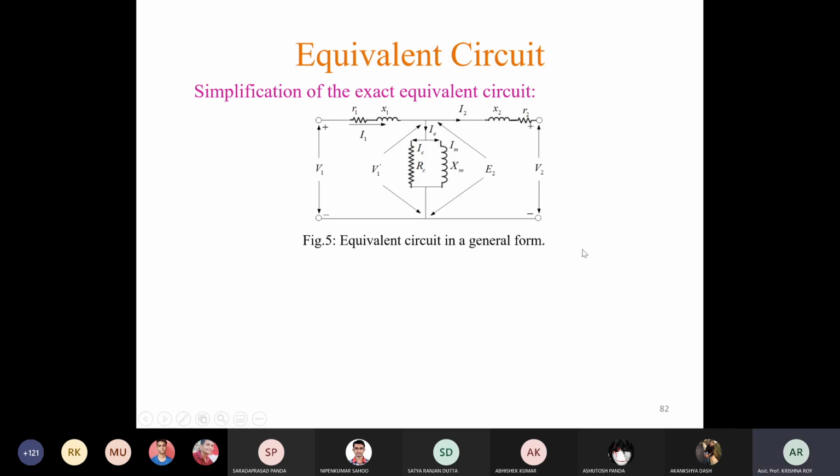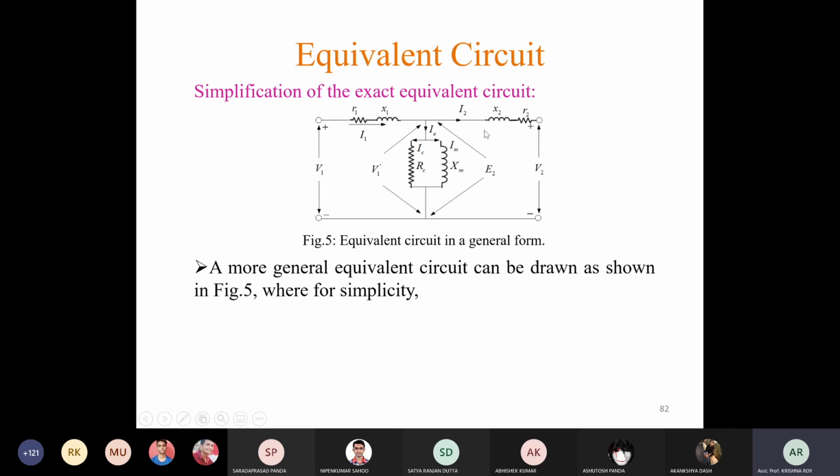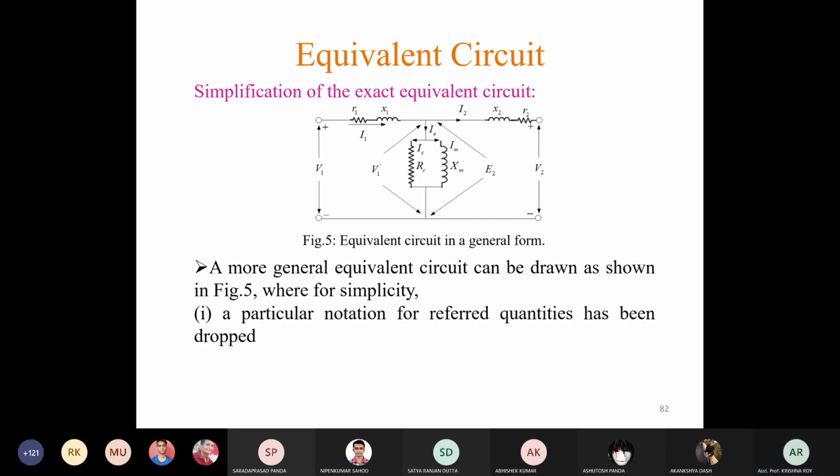Now further simplification. This is the generalized form of the equivalent circuit without any ideal transformer. As I have already mentioned, we can remove the ideal transformer. So here this is the generalized equivalent circuit where, for simplicity, we have dropped the referred quantities notation. By observing this, you cannot say to which side this circuit is referred. You have to mention it.